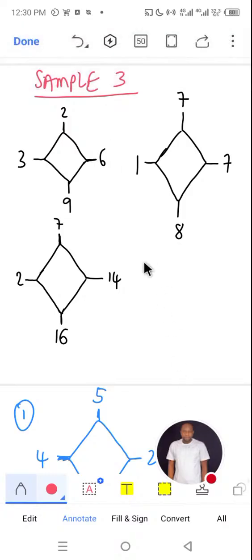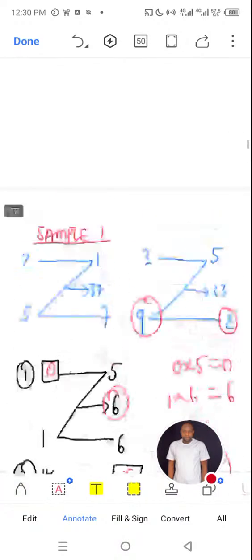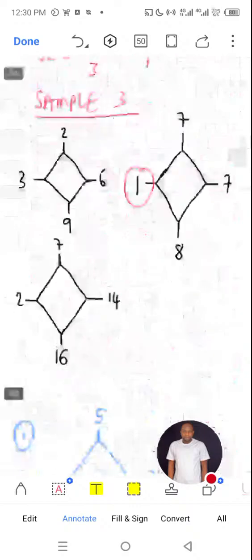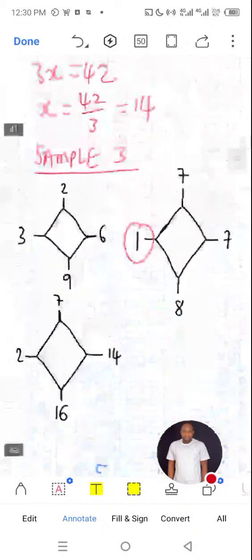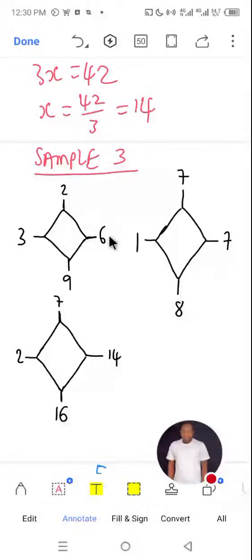Okay, you said add 3 to 6. 3 plus 6 is 9. Okay. So let's test it for the others if that will be the case too. 1 plus 7 is 8. So in essence, we are adding the left to the right to get the one at the base. So left plus right is equal to the one at the base. Okay. I think that's going to work because 1 plus 7 is 8. 3 plus 6 is 9. 2 plus 14 is 16. So yes, it's going to work.